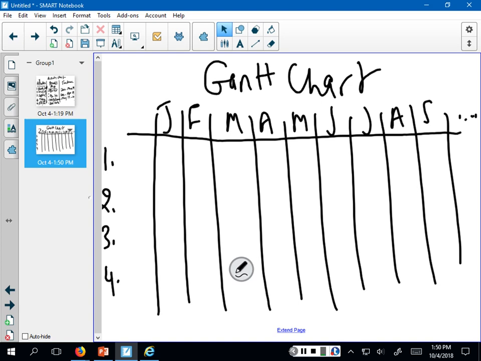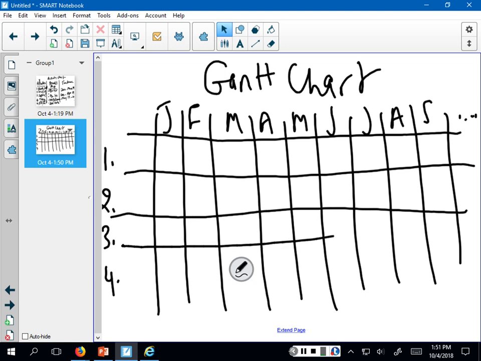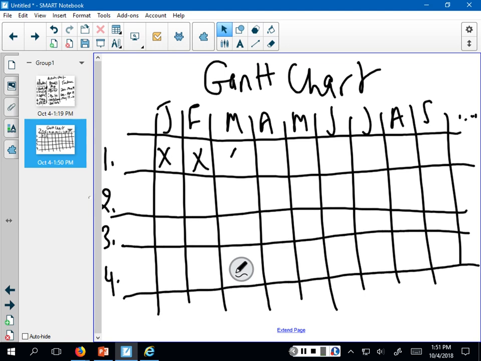Hire, train, purchase equipment and supplies, secure the space, design the materials, launch the program, start the evaluation. But what you'll do here is for each activity, you will indicate when it will start and when it will finish. Okay?